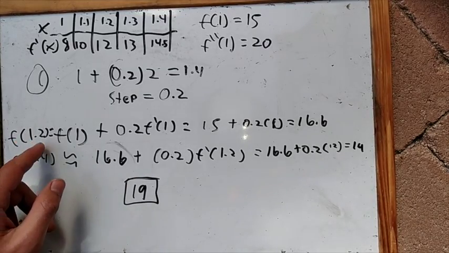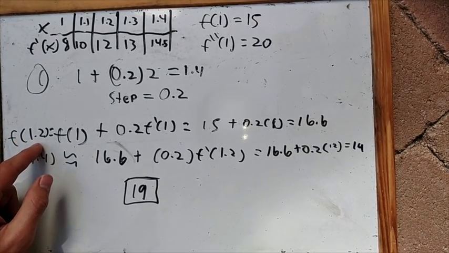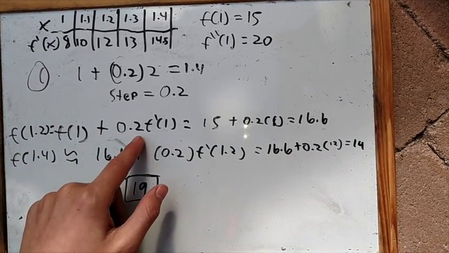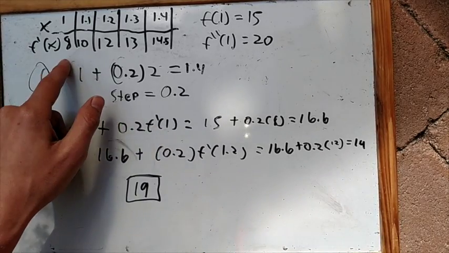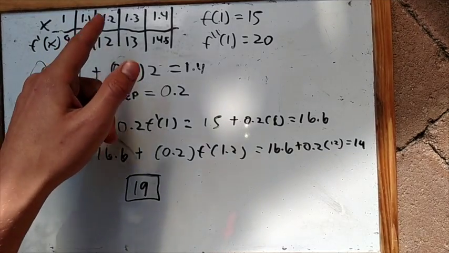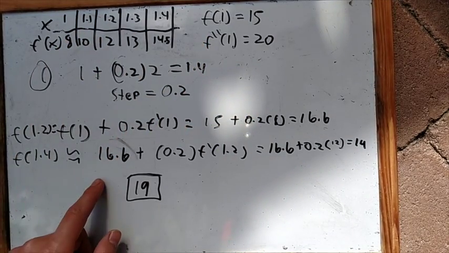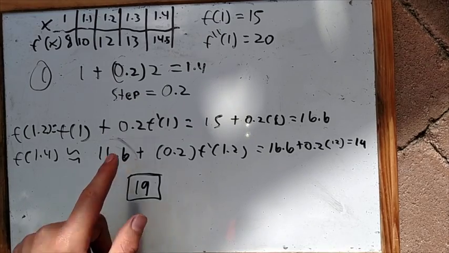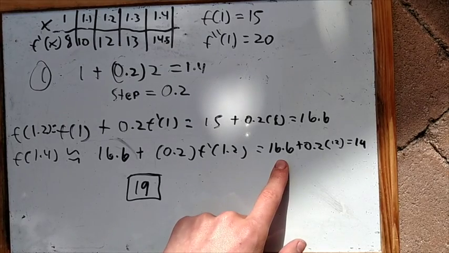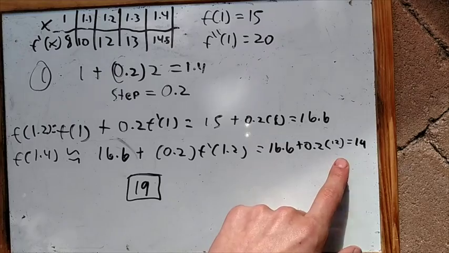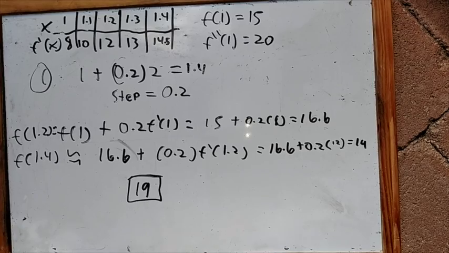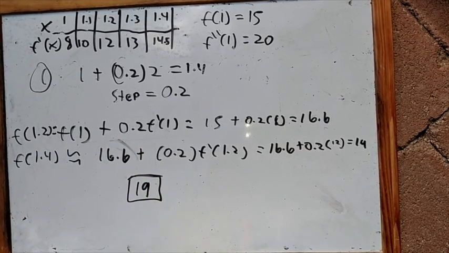So for our case, you want to approximate f of 1.2 first using Euler's method. We would have f of 1, which we know is equal to 15, plus the step size times the derivative at that point, which is 8. And this simplifies to 16.6. For f of 1.4, we're stepping from 1.2 to 1.4. So we want to use 1.2's value of 16.6 plus the step size times the derivative at 1.2, which is 16.6 plus 0.2 times 12, which is 19. So the answer is 19. To get all the points for this problem, you must show Euler's method and you must get the correct answer.